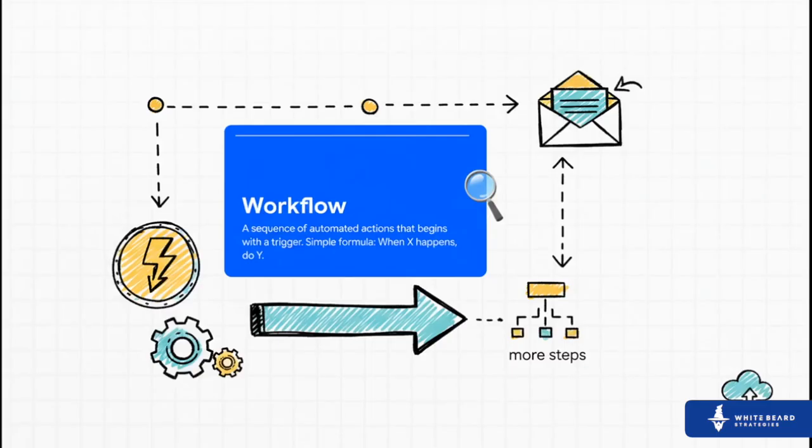So what even is a workflow? At its core, it's just a recipe. Every single workflow starts with a trigger. That's the when X happens part. And that trigger kicks off a series of actions. That's the do Y part. That is it, a trigger and then an action. Everything else we're going to talk about is just adding more steps to that very simple formula.